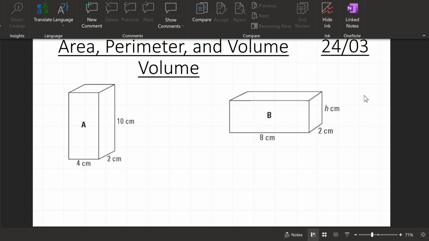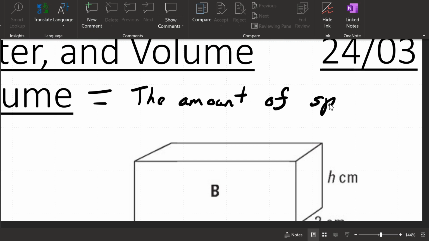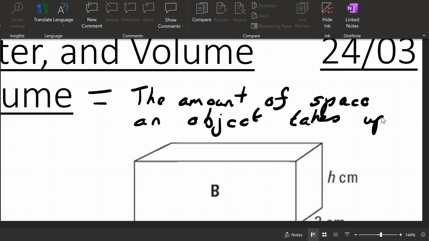Okay, so volume is, I'm going to use very non-scientific language here, the amount of space an object takes up.